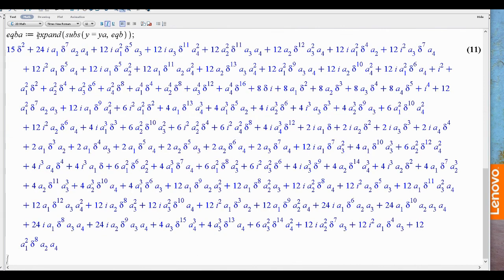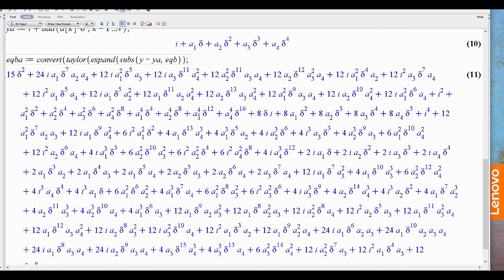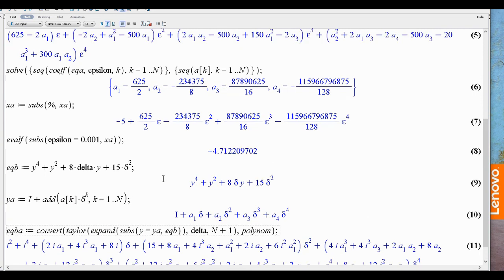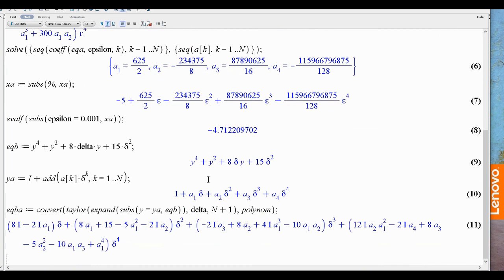So what I will do is I will say convert to Taylor in delta, order n plus 1, polynomial. Okay, all right, now it should be doing this. Oh, I think I have to write capital I. Let's see if that works. Okay, so that took care of the order 1 term.